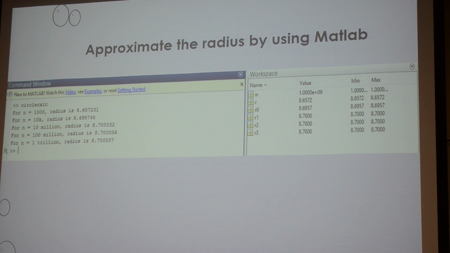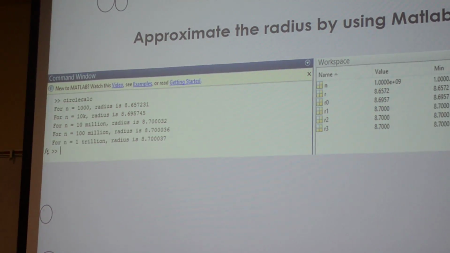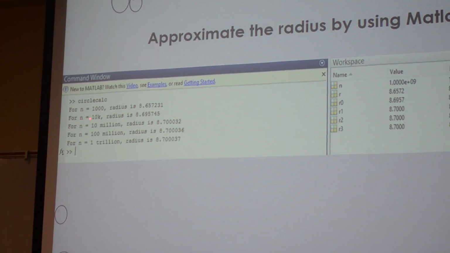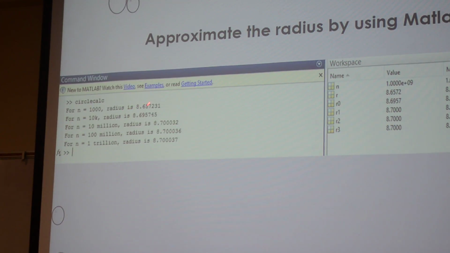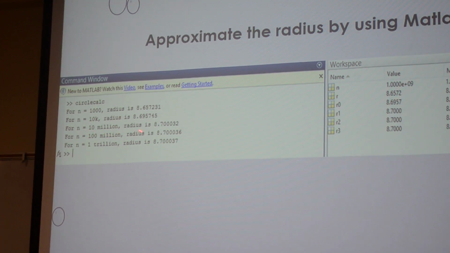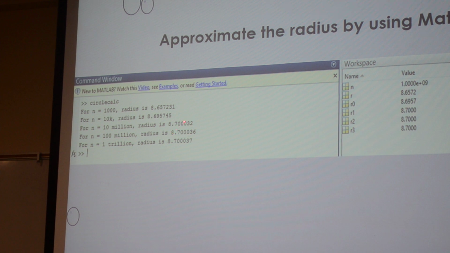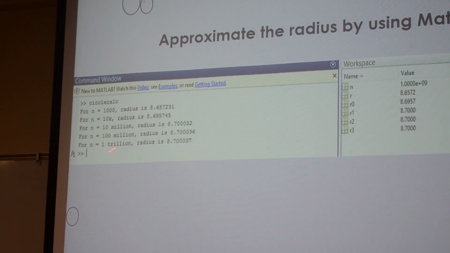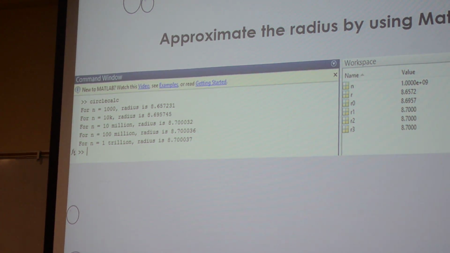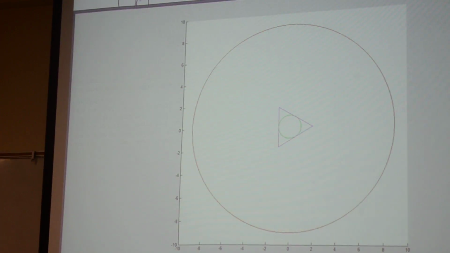So I used MATLAB to calculate the radius when n is equal to 1000. The radius is approximately 8.657, and for n up to 10 million, the radius is 8.700032, and then for n up to 1 trillion, the radius is just a little bit larger than the 10 million one, which is 8.700037.